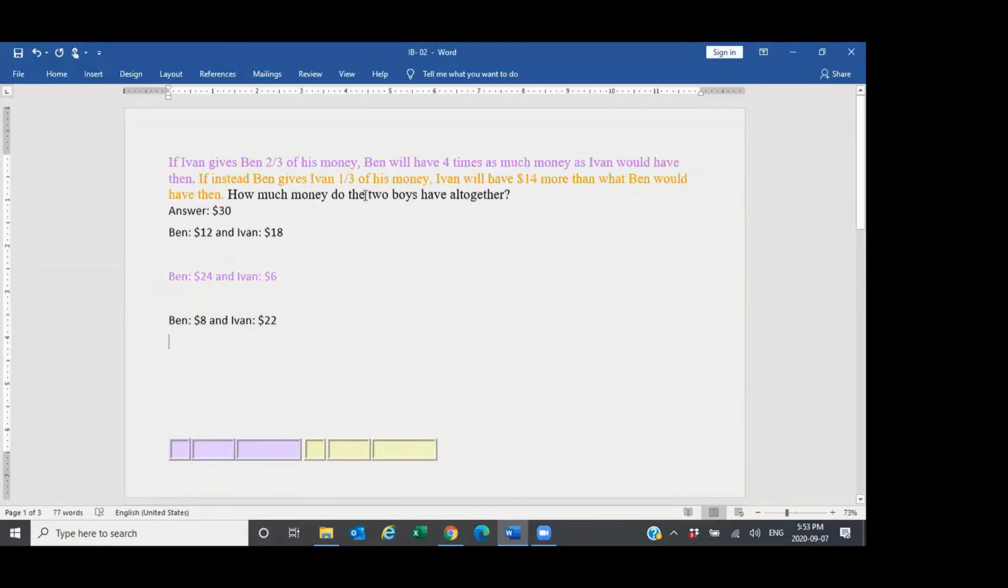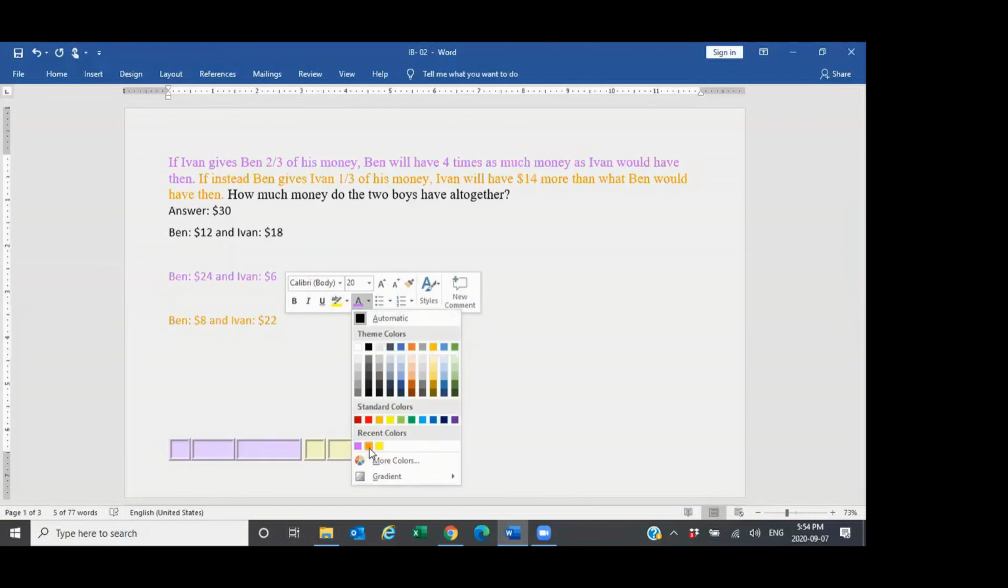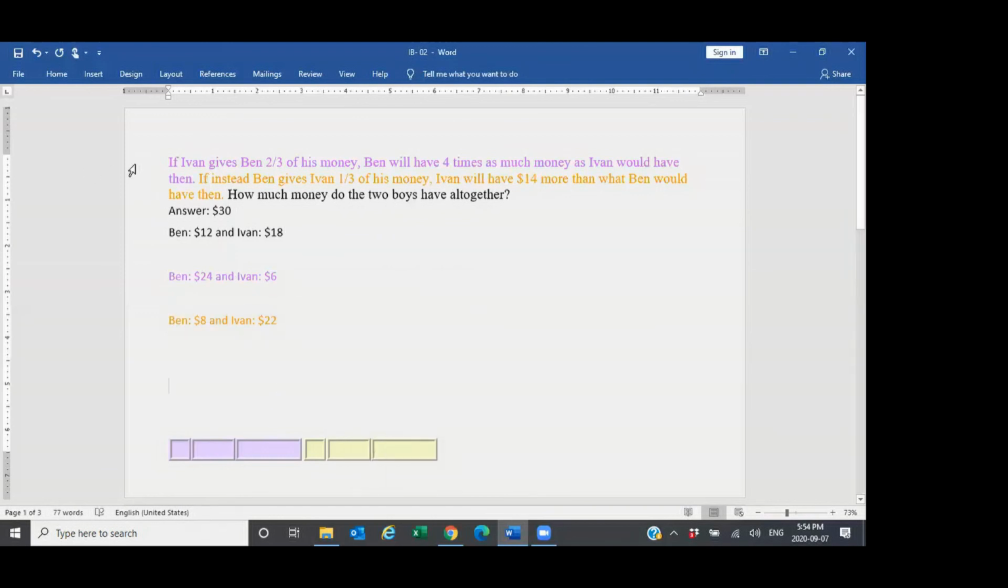Now we have to check, because it says here, Ivan will have $14 more than what Ben would have then. Alright, let's check that. We're going to do 22 minus 8. 22 minus 8 is 14. So that means if we add 14 to 8, we will get 22. So Ivan does have $14 more than what Ben would have if he really gave 1/3 of his money to Ivan. This is really an if statement. It's not like they're actually giving each other money. It says if instead, and if. We'll make that orange to represent the orange part of the question.